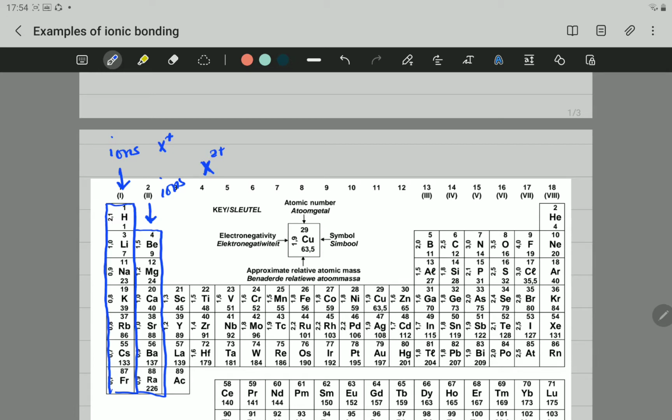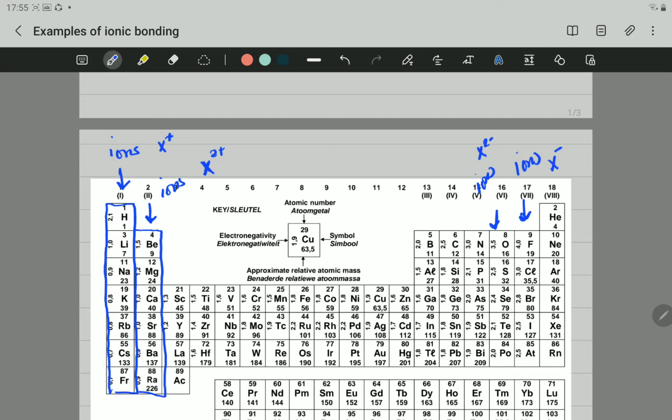All the atoms in group 17 will form ions in the form of X-. They will gain 1 electron. All the atoms in group 16 will form ions in the form of X2-, because they will gain 2 electrons. So this is important. Group 15 will form 3-, and group 13 will form 3+, but these are the main ones.